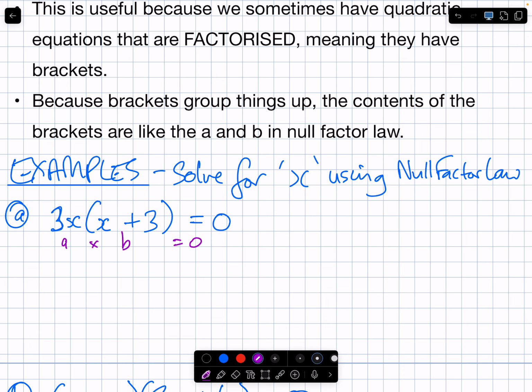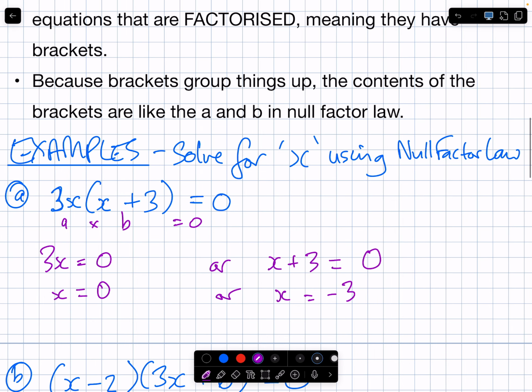According to null factor law, what could A be? 0. So 3x could be 0, or x plus 3 could be 0. So x would be, in this situation, 0 divided by 3 remains as 0. Or, how do I get rid of that plus 3? So x could be minus 3.